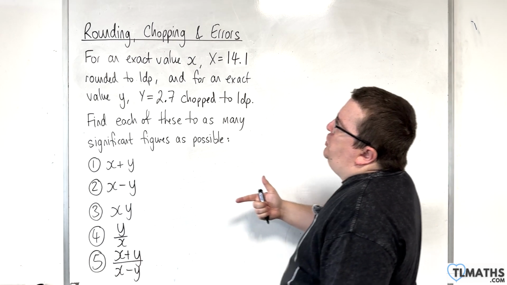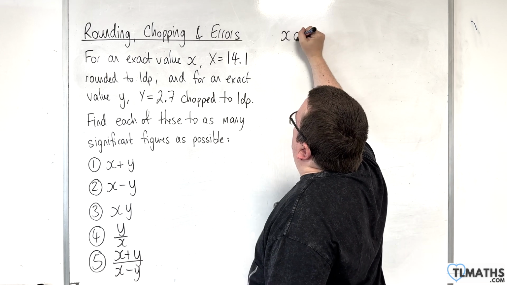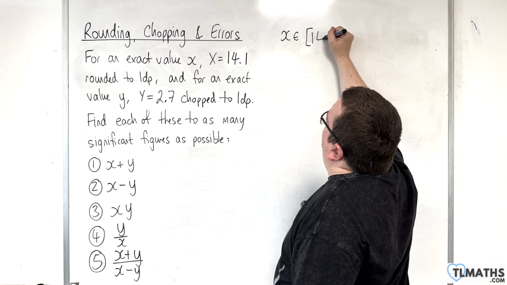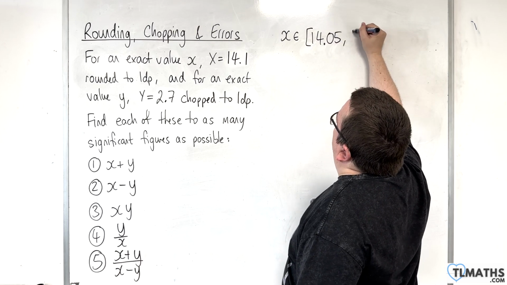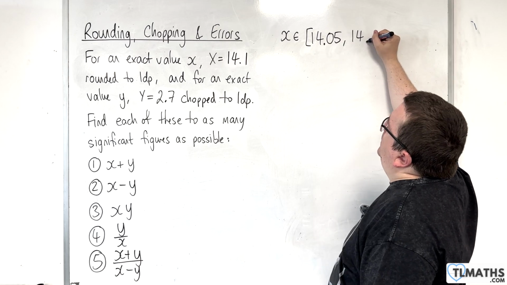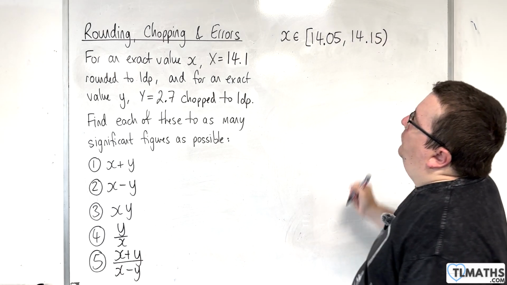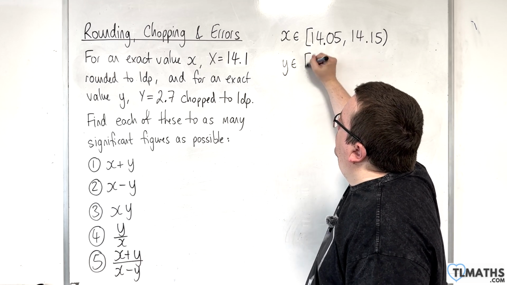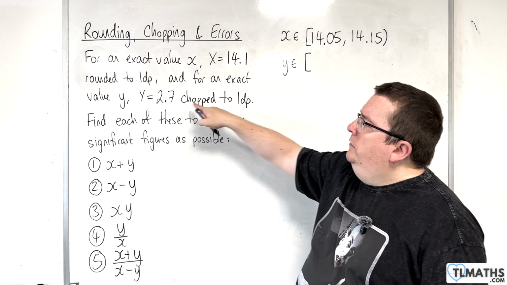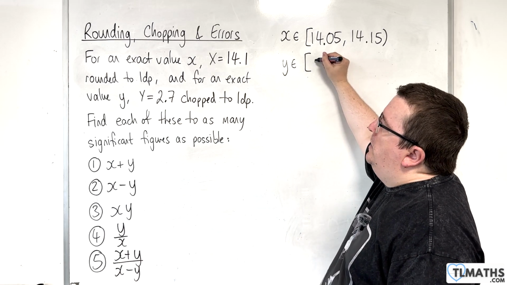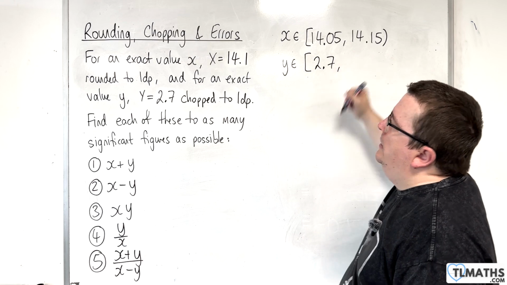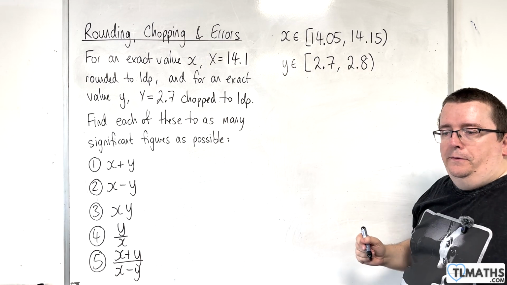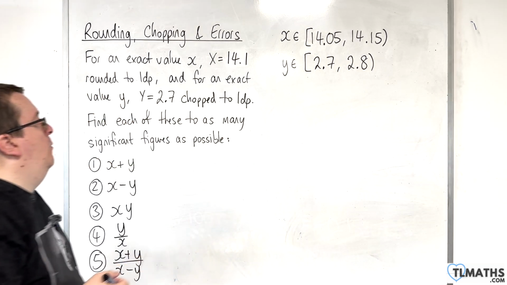So first of all, let's find the range of values for x. The lowest value of x, because it's been rounded to one decimal place, would be 14.05, inclusive, and the largest value would be 14.15, not inclusive. So that's been rounded, whereas y has been chopped. So 2.7 chopped to one decimal place, the lowest value it could be would be 2.7. The largest value would be 2.8, not inclusive. Okay, so these are the values that we're working with.